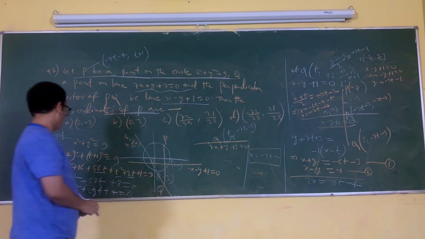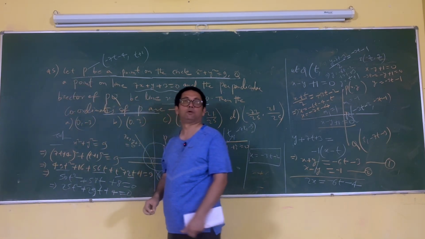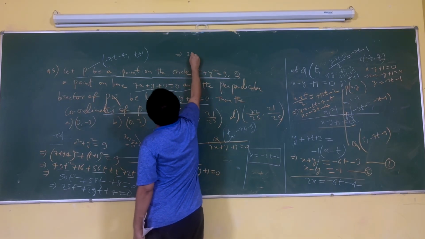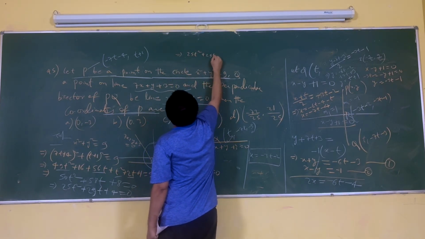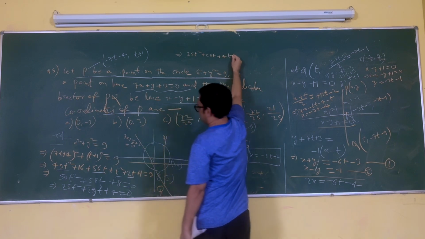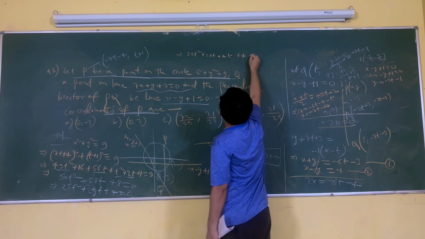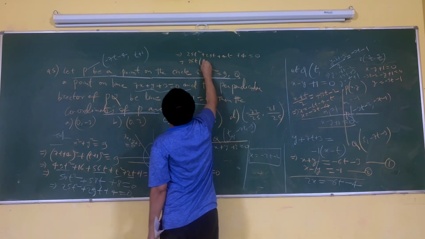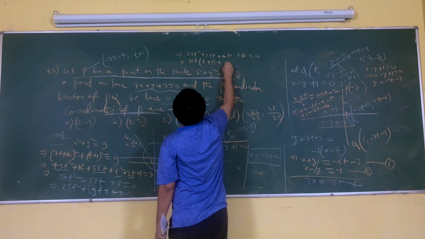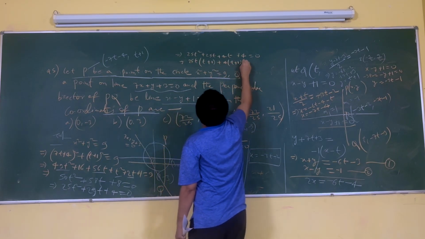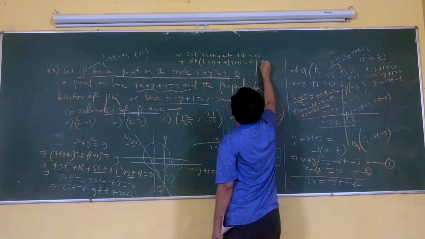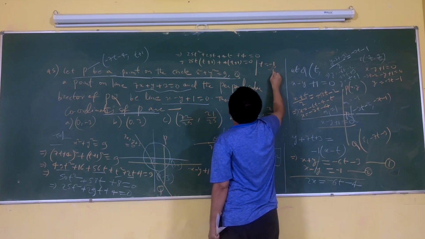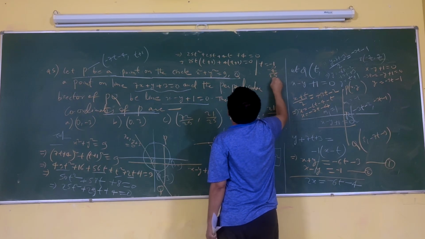Understand? So 25 times 4 is 100, 25 plus 4 is 29. So our steps will be 25t square plus 25t plus 4t plus 4 is equal to 0. So if you take 25t common, t plus 1, and 4 taken common, t plus 1 is equal to 0. So t value is how much? Negative 1, and t value is also minus 4 upon 25, correct?